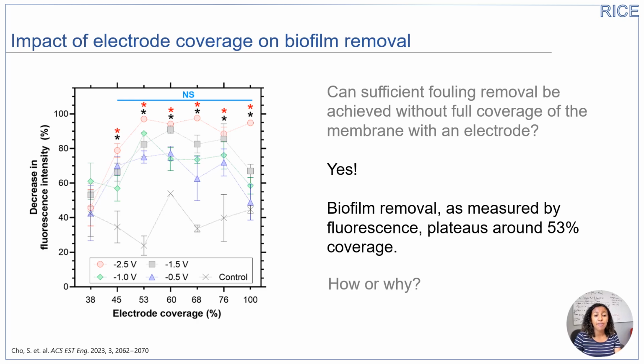Interestingly, what we found was that fouling removal, as measured by a decrease in fluorescence intensity, as well as staining by crystal violet assay, although that data is not shown here, increased at first and then plateaued at around 53% coverage. This trend was the clearest for the highest potential we tested, which was 2.5 volts. These results are for the cathodic condition, which was generally more effective than the anodic condition. So this result overall shows that sufficient fouling removal can indeed be achieved without full coverage of a surface with an electrode.